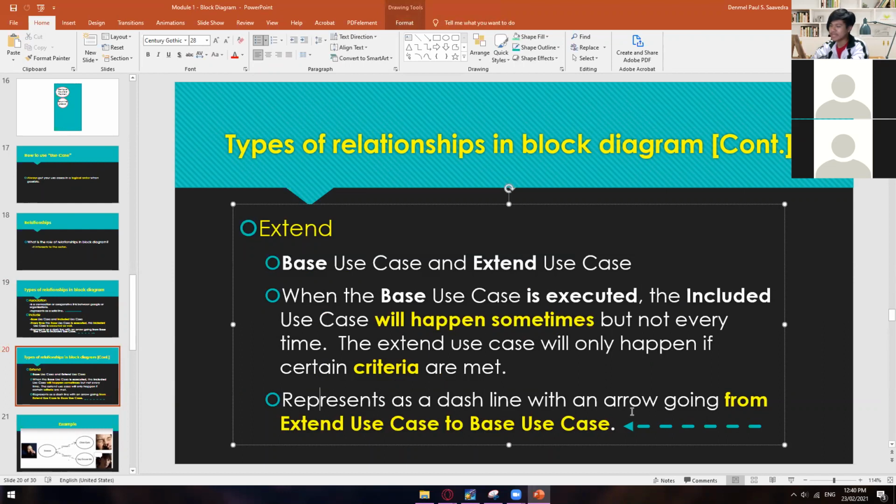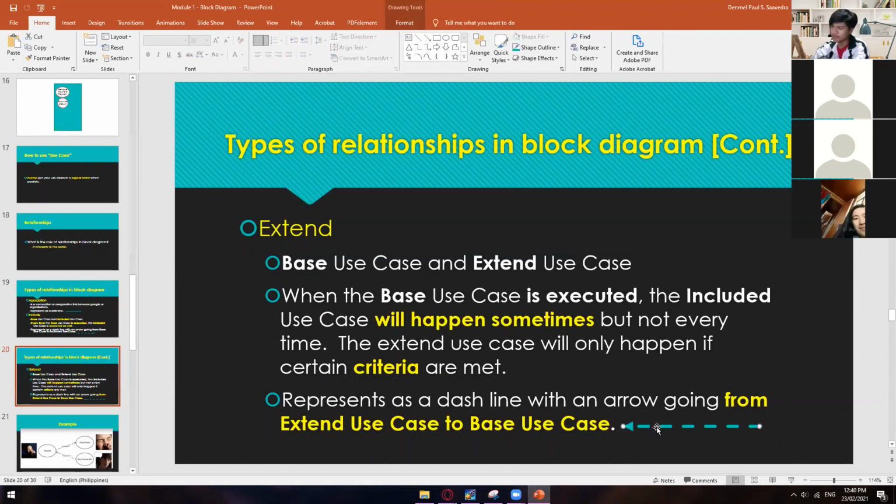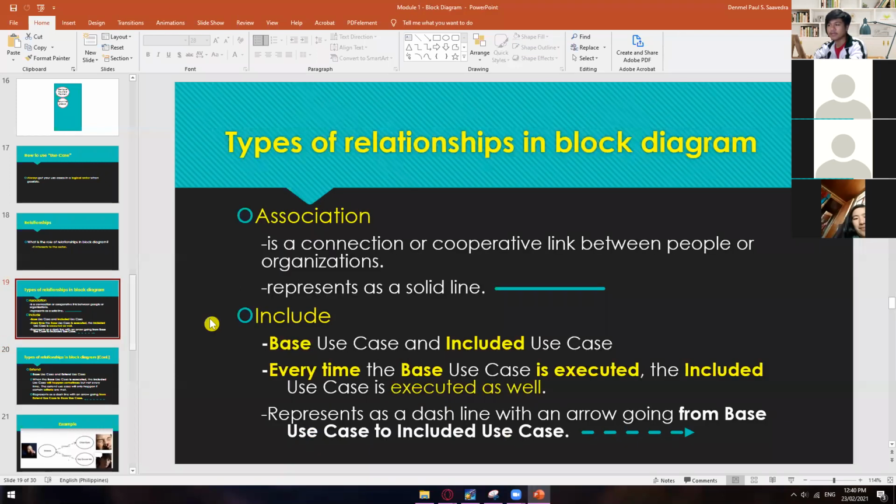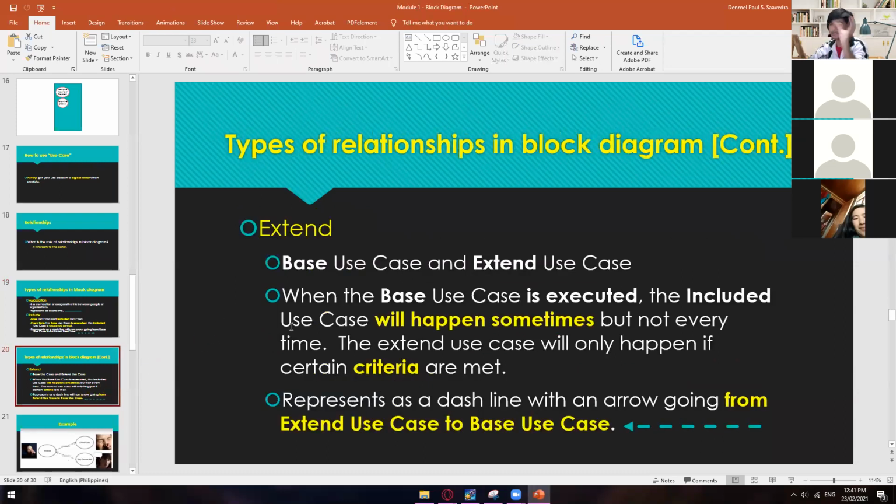So this one is represented by a dash line, but this one now is going from right to left. Okay. So this one is from the extended use case, and then going to the base use case. Alright? So memorize nyo lang to kapag solid line association. So this is a connection from the customer to our system. And then when you say included, this one now is the one that is inside of our system. Okay, the base going to the included use case. And then extended, so it's the opposite of include. So in here, from extended use case to the base, right?